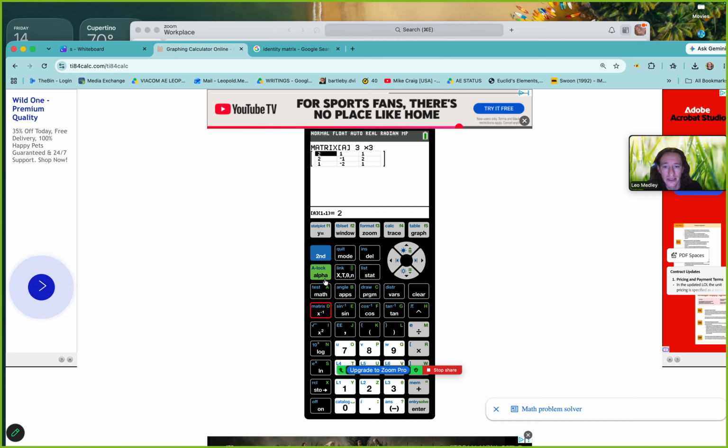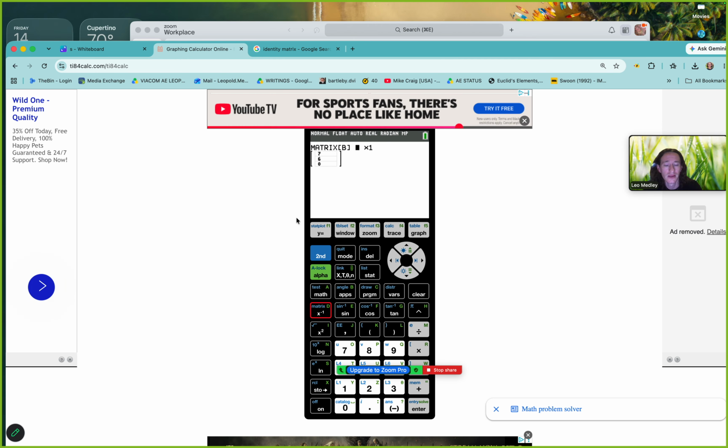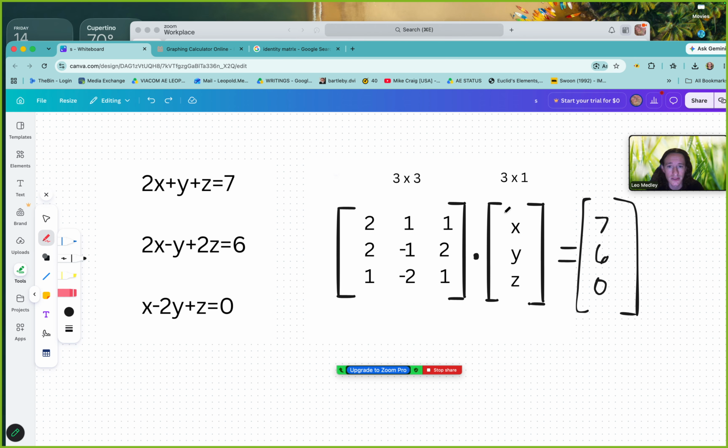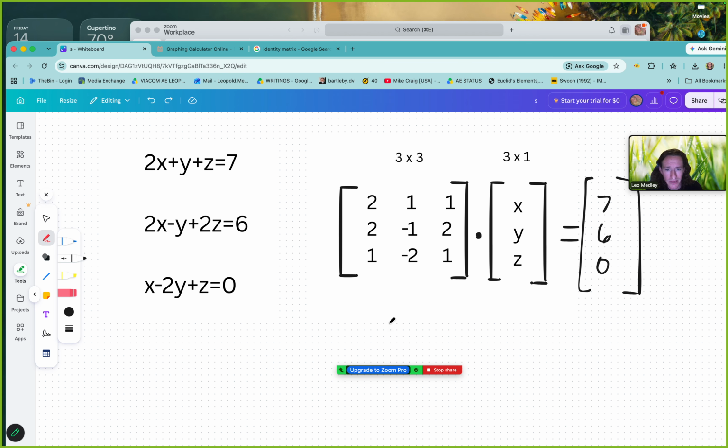And then you hit second matrix again, and you go over to edit, and you open up the second matrix, and you make that the answers. Like in this case, it was 7, 6, 0. So basically what we're saying is this first matrix A times the second matrix B equals this third matrix C. And what we really want to know is what matrix B is. We want to know what those variables are.